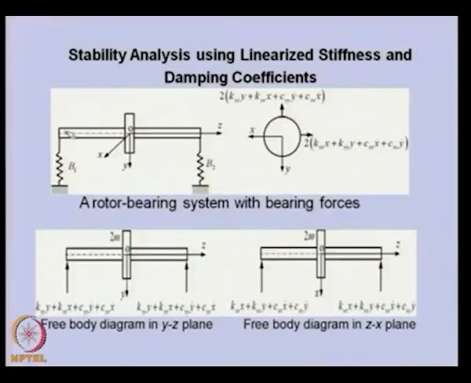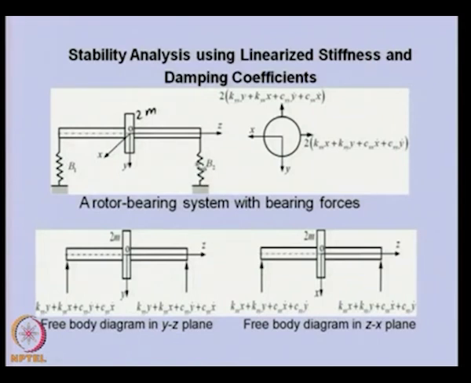Now, we will study how we can find out the stability of a rotor bearing system using the linearized stiffness and damping coefficients. So, we will be studying basically the Routh-Hurwitz criteria of stability, and in this case we are taking a very simple rotor model. Let us say there is a rotor, the mass of the rotor is 2m, mounted on 2 identical fluid film bearings. Their properties are identical, and this is basically a model using all 8 linearized stiffness and damping coefficients as we discussed in the previous class.